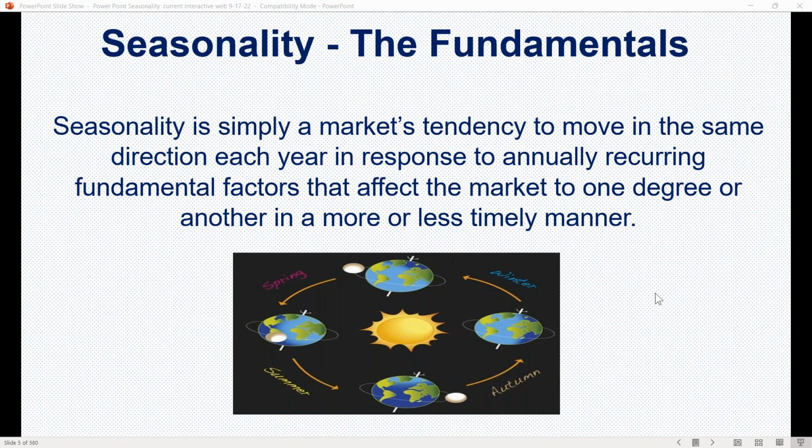Now, seasonality is simply a market's tendency to move in the same direction each year in response to annually reoccurring fundamental factors that could affect the market to one degree or another, in a more or less timely fashion. So these are repeatable cycles that will happen, and we can look at the trends and the statistics to show when they happen and when they occur.